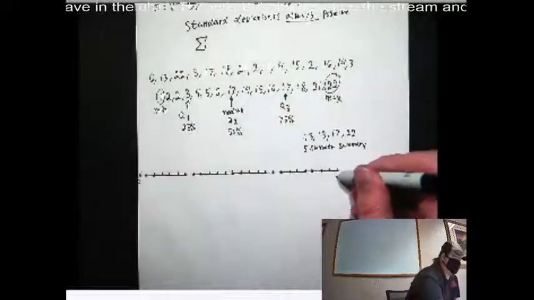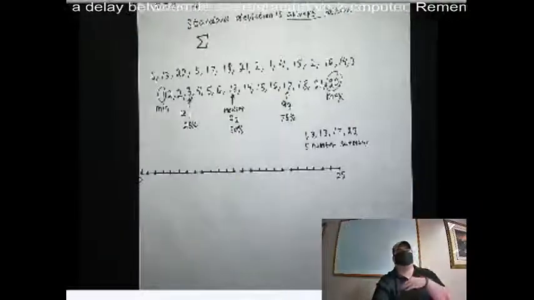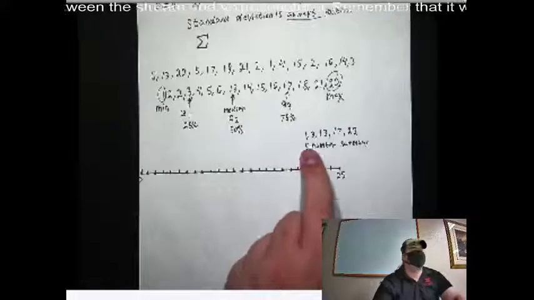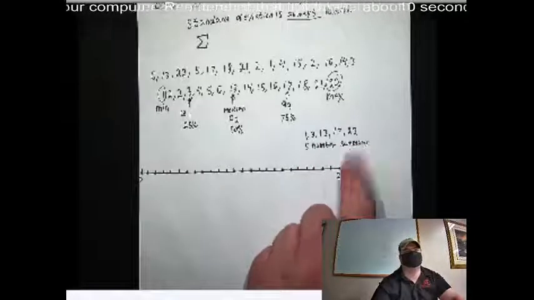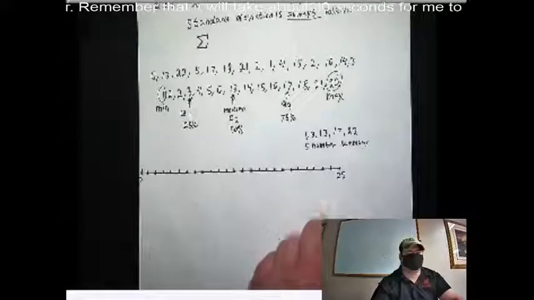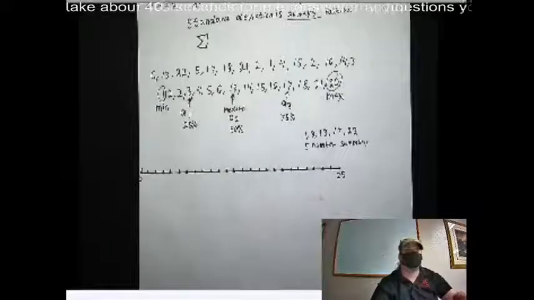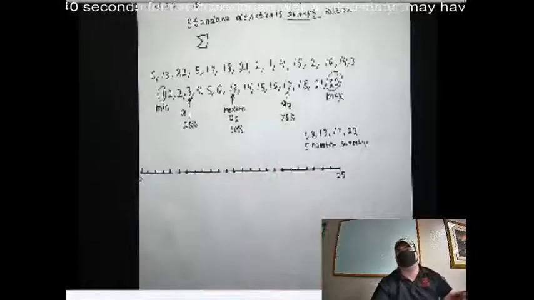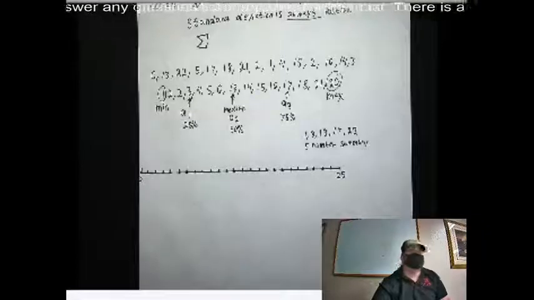So I've made a number line that goes from 0 to 25. And the reason I've chosen to go from 0 to 25 is because it easily encompasses all of these numbers. So when you make a number line for yourself to make a graph like this, just make sure that all of your numbers will fit on the number line. And now, we just need to plot them.